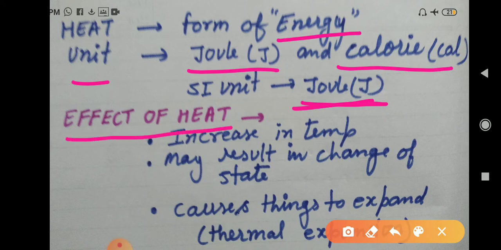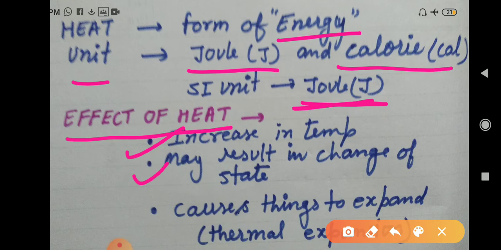What may be the effects of heat? Number one, it can increase the temperature. Its result is an increase in the temperature. When we heat water, it gets warm and its temperature increases. Okay, then next, it may result in a change of state.